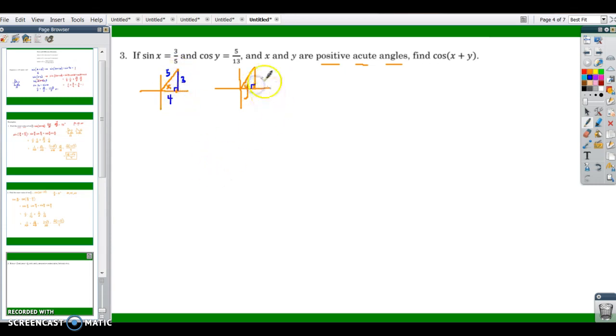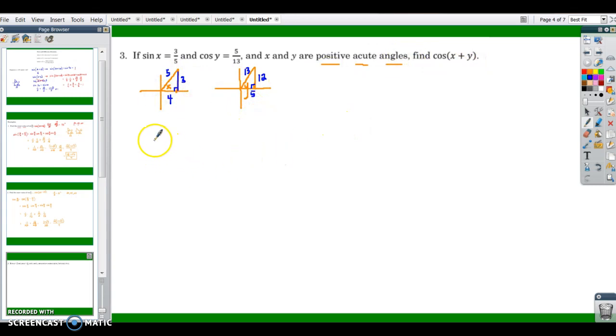Okay? And same here, the cosine of y, so that's going to be adjacent over hypotenuse. And again, if you recognize that's a Pythagorean triple, you know that missing side has to be 12. If you didn't recognize that, then you can do Pythagorean theorem to find that missing side. Okay, so now I've got all of the sides in both of my triangles, and now I'm going to set up my formula.